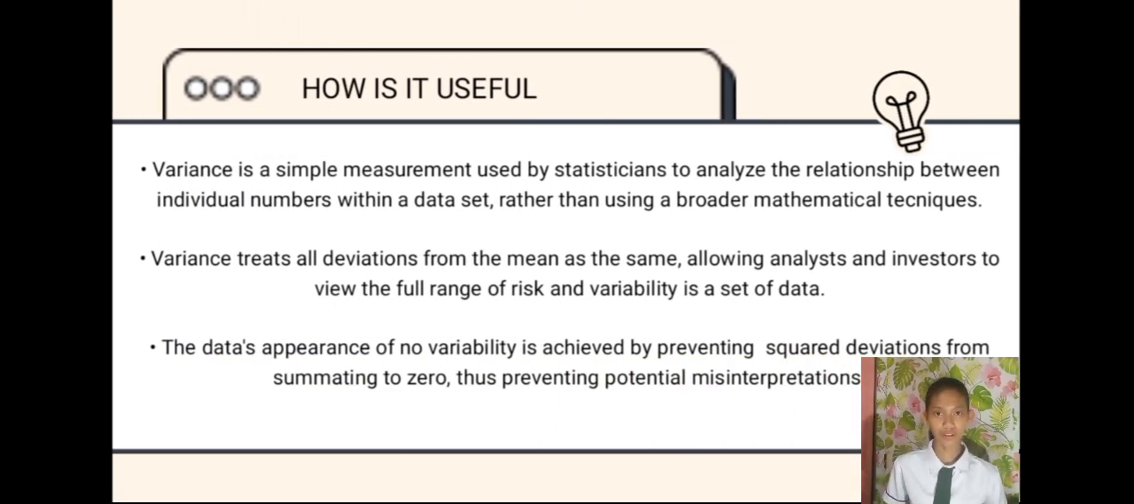How is variance useful? Variance is a simple measurement used by statisticians to analyze the relationship between individual numbers within a dataset, rather than using broader mathematical techniques. Next, variance treats all deviations from the mean as the same, allowing analysts and investors to view the full range of risk and variability in a set of data. Lastly, the data's appearance of no variability is avoided by preventing squared deviations from summing to zero, thus preventing potential misinterpretations.